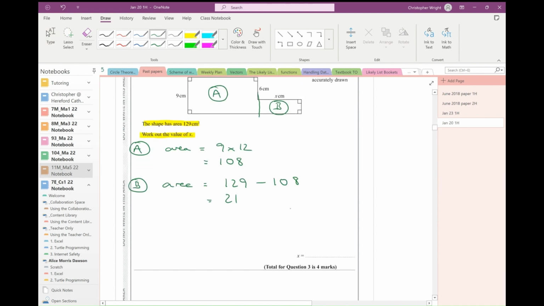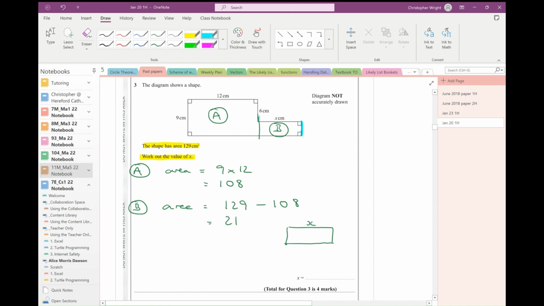Now let's have a look at shape B. It looks like this. This is x. Now what's this length here? Looking at the diagram, I've got 6 to here, and it must be another 3, mustn't it, to give me 9. So that obviously measures 3. So that means that 3x, 3 times x must be 21. So x must be 7.